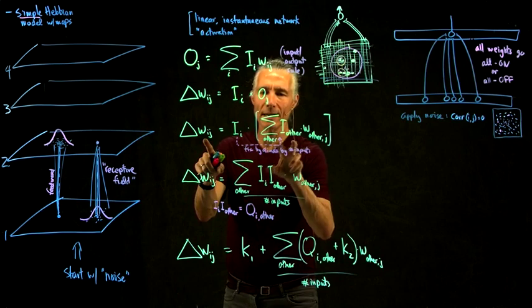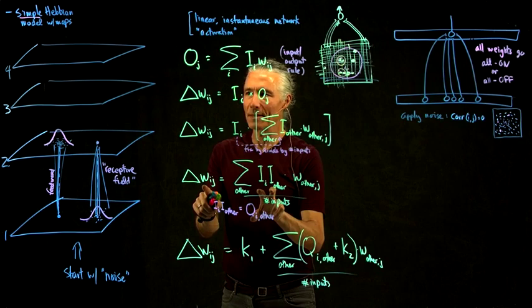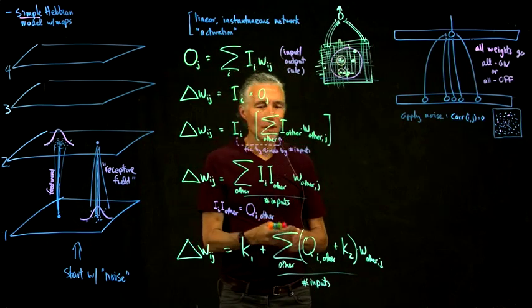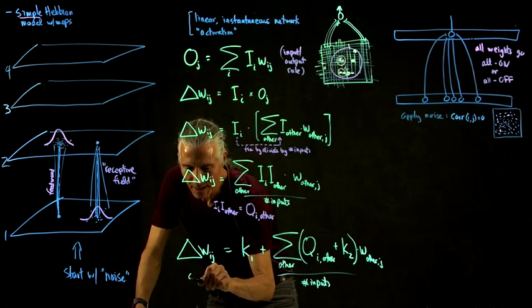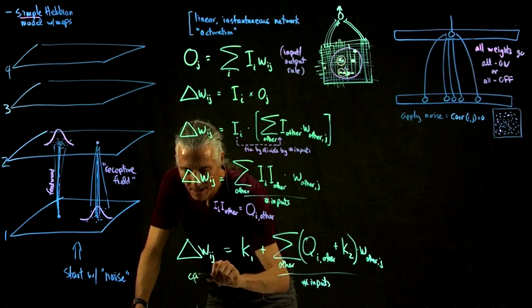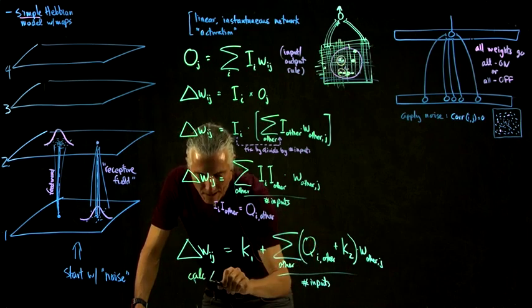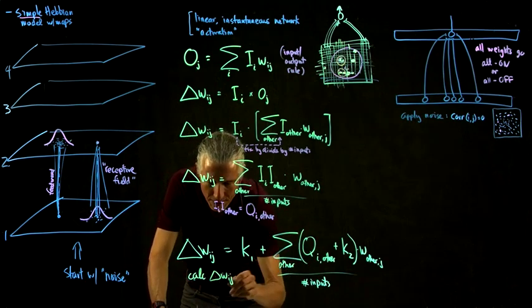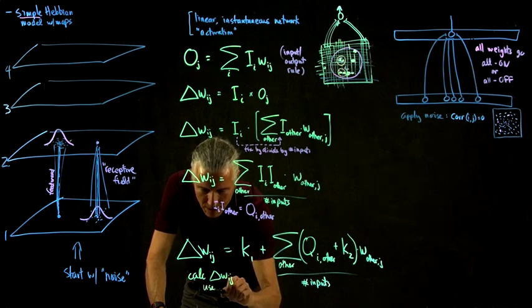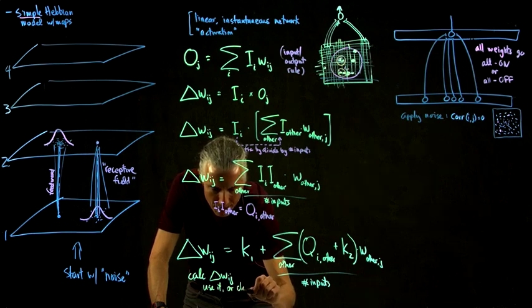So if two things are correlated, if two inputs to a unit are correlated, that will continue to drive the weight up forever. And so we had to do one more thing here. So we have to calculate the change in weight and then clamp it. So calculate the change in weight, use it, or clamp to max minimum.